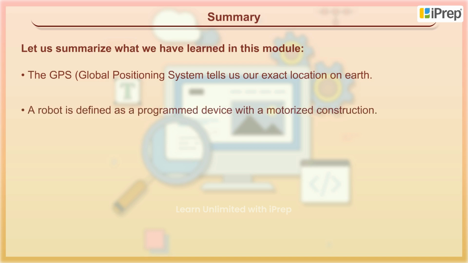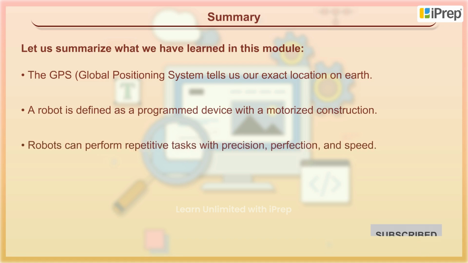A robot is defined as a programmed device with a motorized construction. Robots can perform repetitive tasks with precision, perfection, and speed.